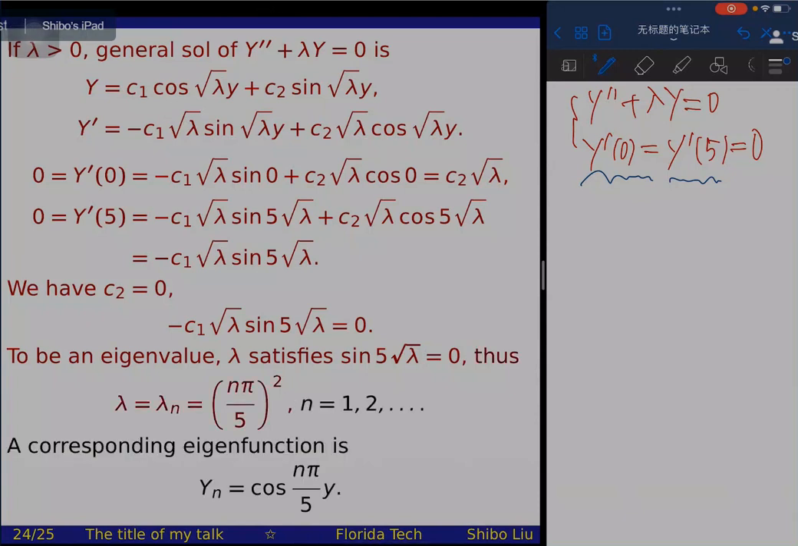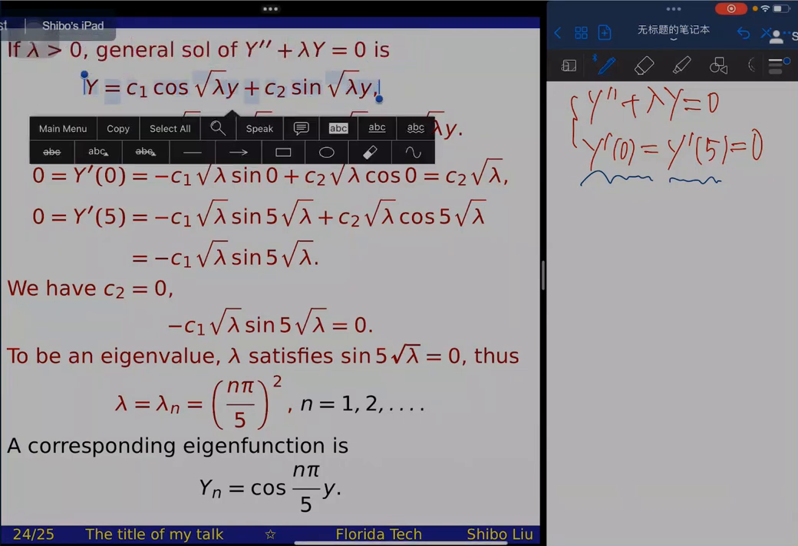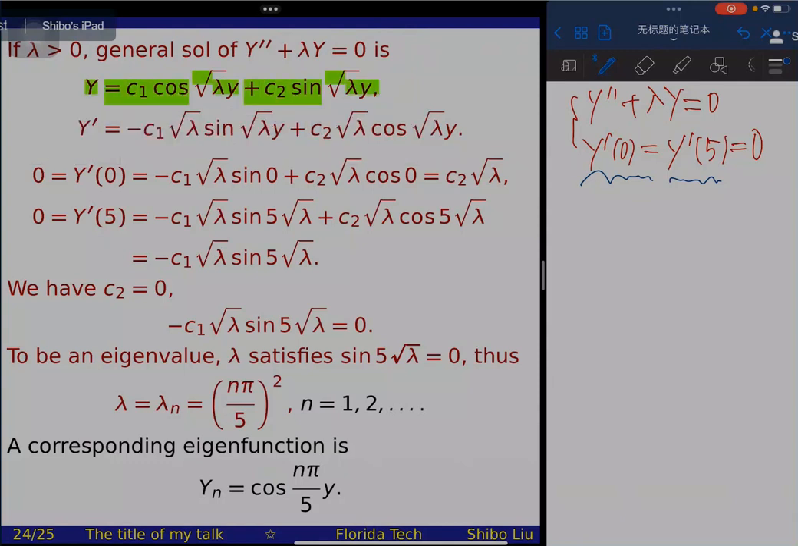And then the corresponding eigenfunction is cosine. Why is it cosine? We have already discussed this several times. You see, capital Y is a linear combination of cosine and sine. But the coefficient of sine is C2, and C2 is 0. So the eigenfunction, capital Y, is only one term, cosine. So we have solved the eigenvalue problem.